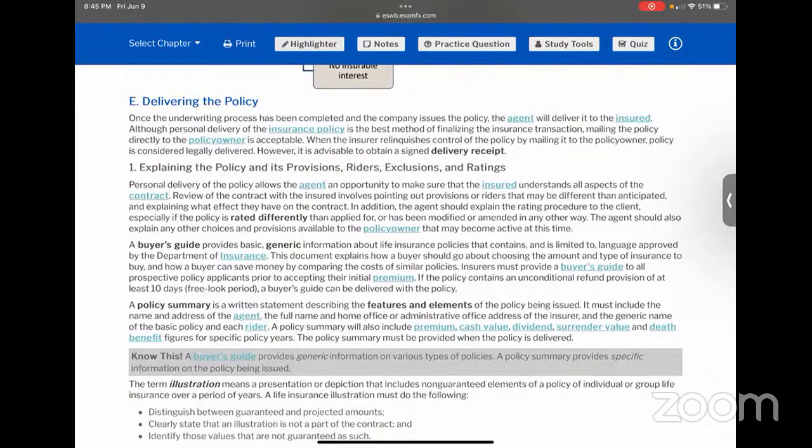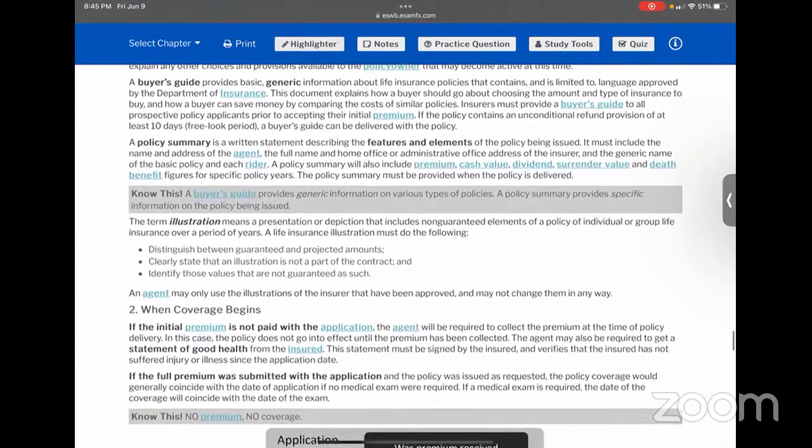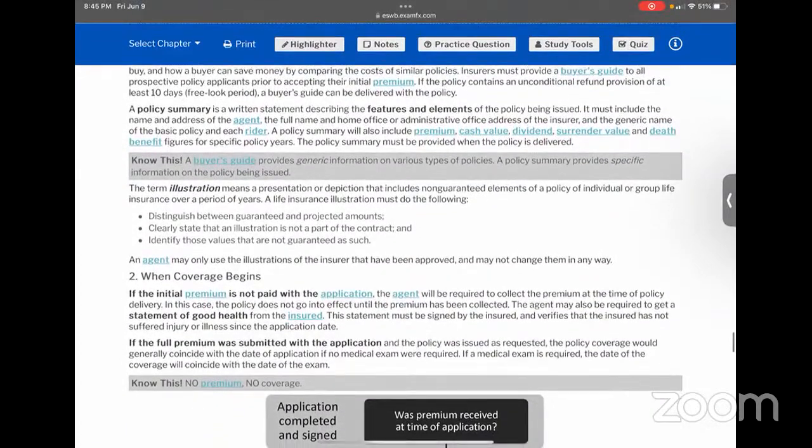Now, this is one of the things that we look for in a policy: what's the policy summary? Because they have all of these different things that we need to get, right? Premium, cash value, dividends, surrender value, all of that, death benefit. All right, so we need that. Know this: a buyer's guide provides generic information on various types of policies. A policy summary provides specific information on the policy being issued.